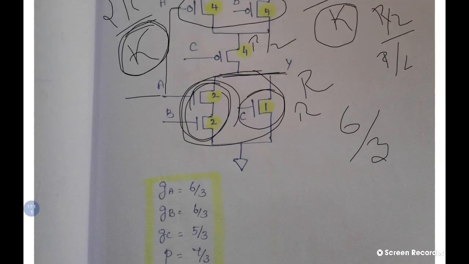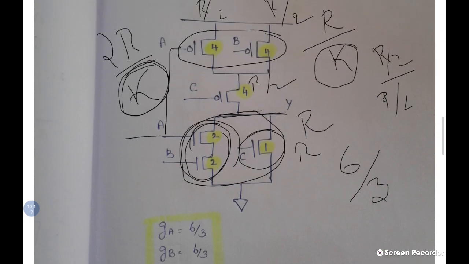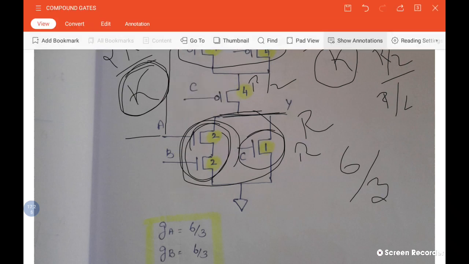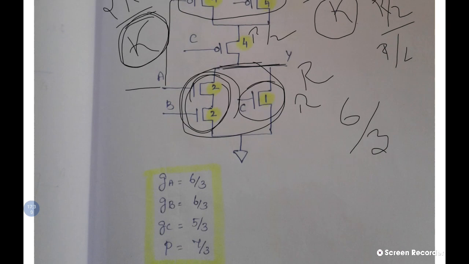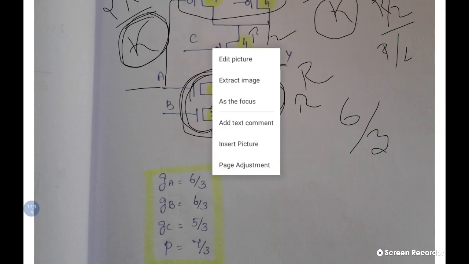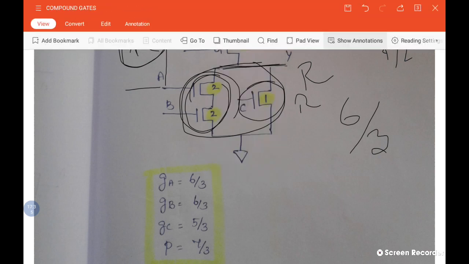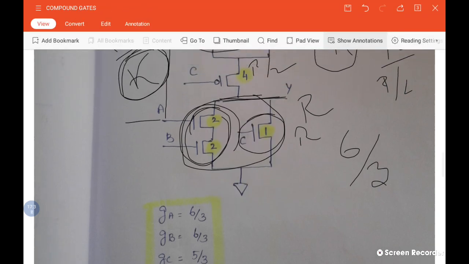Similarly, the logical effort at the B input: at B you calculate the capacitance 4 plus 2, 6, divided by 3. And at the C input, wherever C is there, here is one C and here is one C. Here 4, and here with size 1. So 5 by 3.